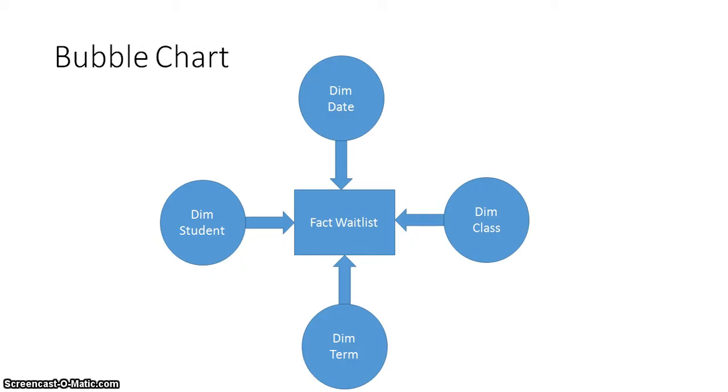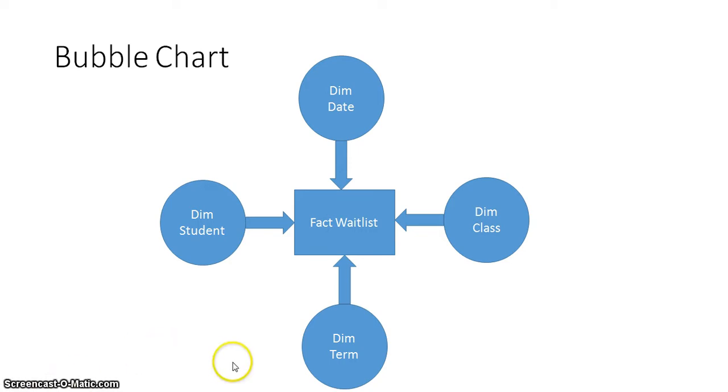Moving on to the next slide, you can see the bubble chart. In this, we basically illustrate the relations between dimensions and fact. What we are showing here is how the dimensions relate to the fact, so what kind of data will be coming in from all these dimensions. Obviously, the fact table will be using the primary keys from all our dimensions.